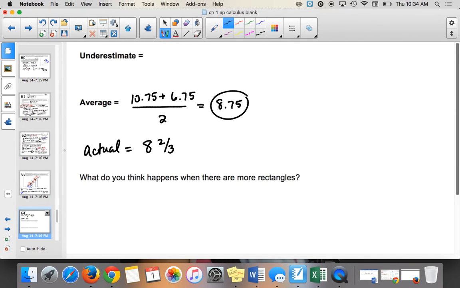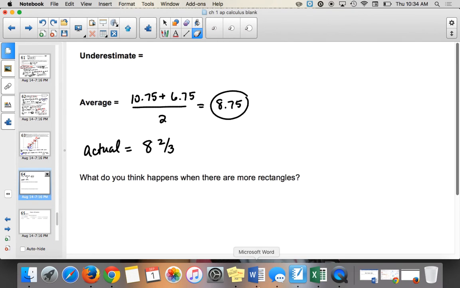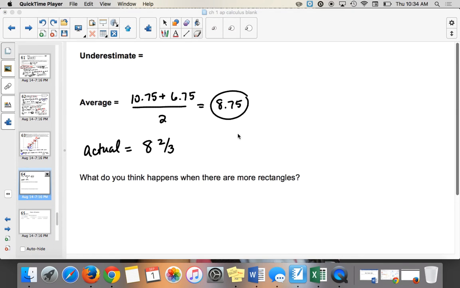What do you think happens as we have even more rectangles? It gets even more accurate because as you have closer and closer rectangles, there's less area that's being cut off. You can see how that works? In the end, what we're going to do to find the area is take the limit as our number of rectangles goes to infinity. Does that make sense? And that would find the true area. So with more rectangles, your answer gets even closer. All right, let's stop there.